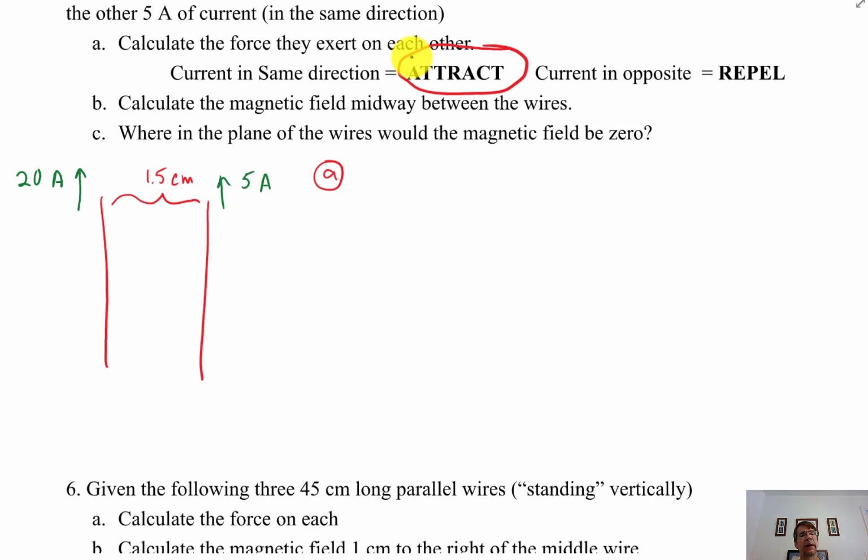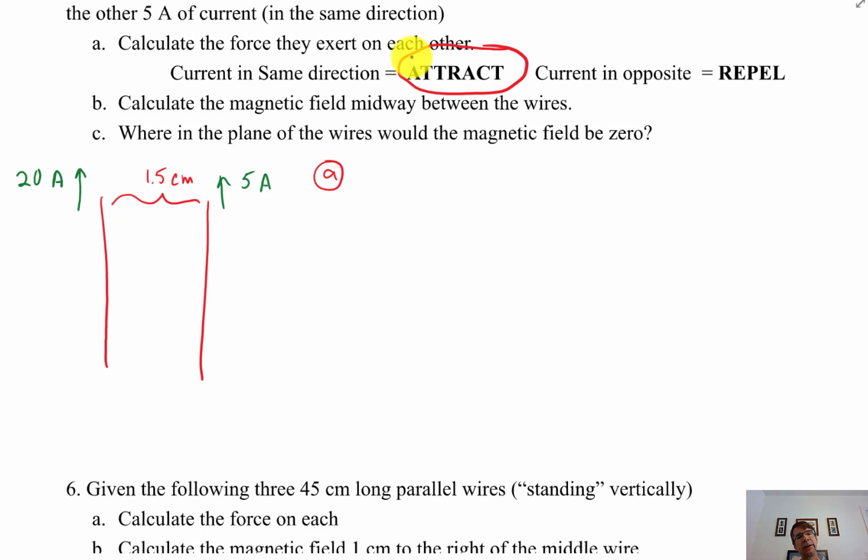They're laying on a tabletop, and they're connected to something. They're not just two little pieces of wire sitting there, but they're connected to something that causes the current. So if they attract with the currents in the same direction, which is the case here, if they have currents in the opposite directions, they repel. You can just memorize that, but I'll go through the right-hand rule to show you that.